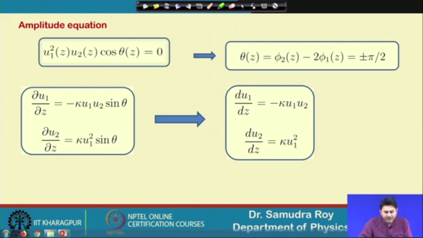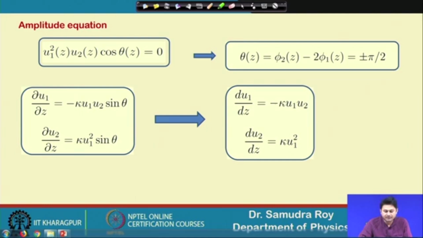From that we can find the value of theta, as the equation suggests. Theta has to be plus minus pi by 2, because u1 and u2 are changing throughout the distance. Both of them are functions of z, and cos theta is also changing. So, theta is a function of z, where theta is equal to phi 2 minus 2 phi 1, where phi 2 is the phase of the second harmonic and phi 1 is the phase of the fundamental wave. They are related by a single parameter called theta. Now, theta has a constant value of pi by 2 throughout the distance.